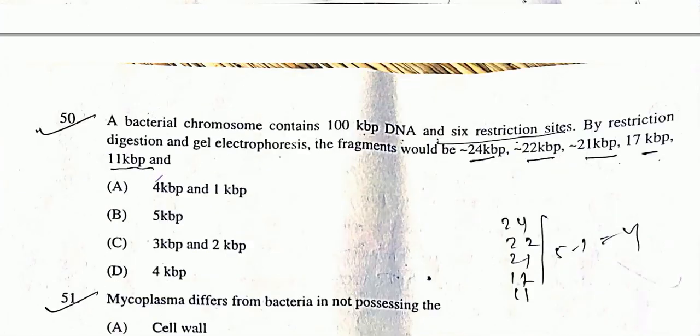Coming to question number 50. A bacterial chromosome contains 100 kilobase pair DNA and 6 restriction sites. By restriction digestion and gel electrophoresis, the fragments would be equivalent to 24 kbp, 22 kbp, 21 kbp, 17 kbp and 11 kbp. Okay, so the answer will be 5 kbp.